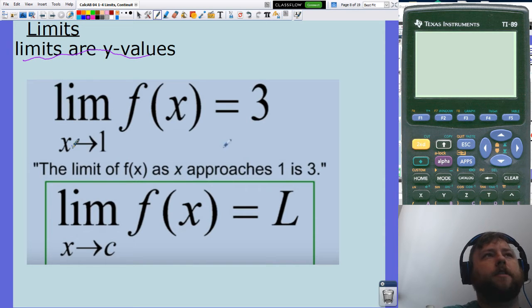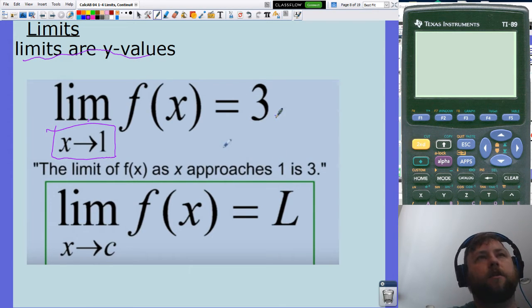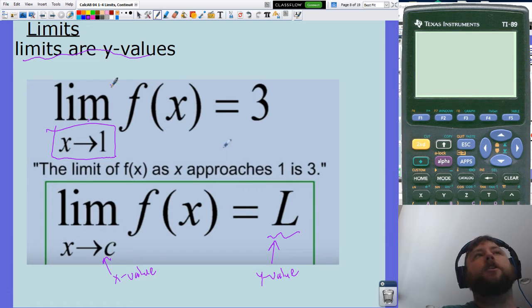We have this limit as x approaches 1 of some function equals 3. So I say that the limit of f of x as x approaches 1 is 3, or equals 3. This is the format of a limit. This is kind of like the general form. Right here, we sometimes say equals L. This is your y value, and this is your x value, and this is just whatever function. So this is our limit notation.